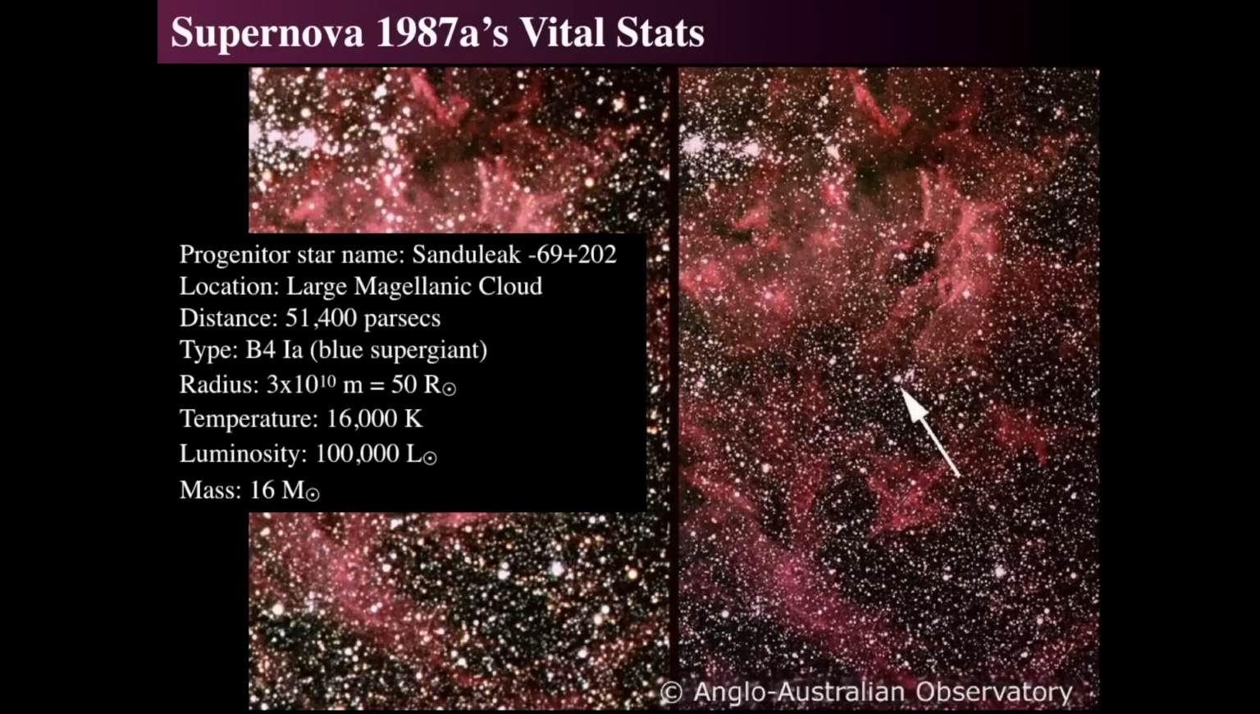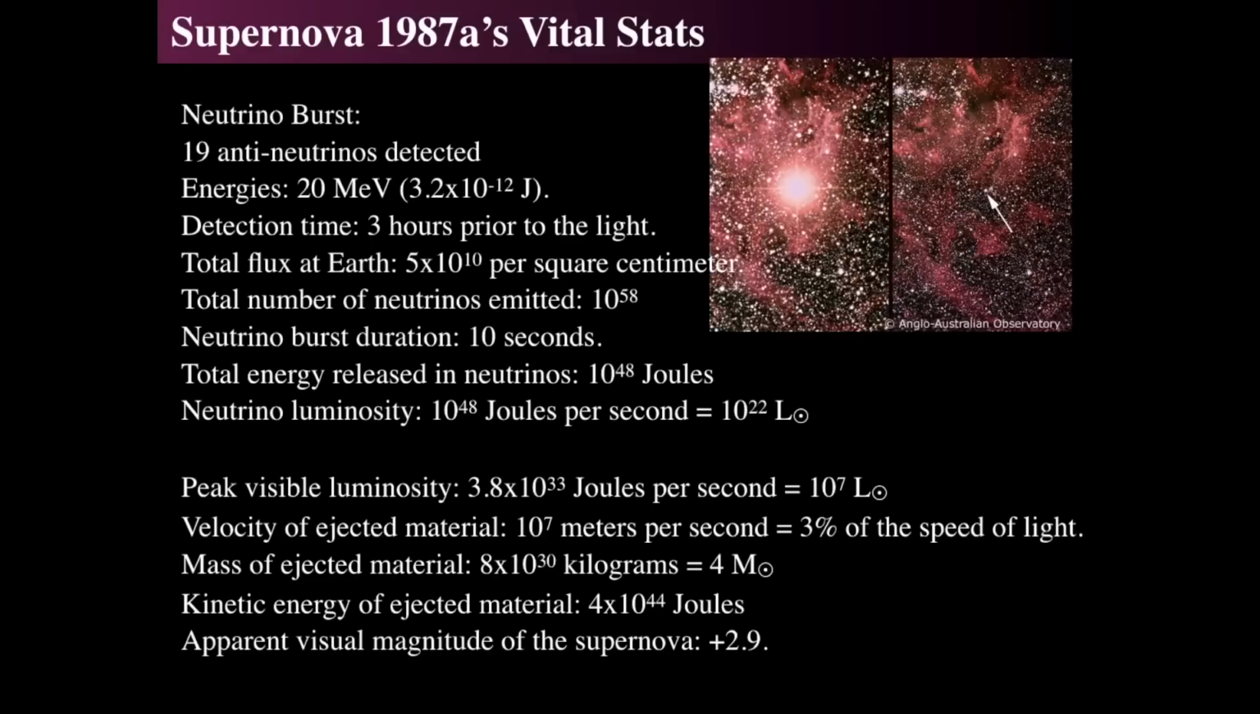And the size of the star before it exploded was about 50 times the radius of the sun. The surface temperature was about 16,000 Kelvin. Remember, the sun is 6,000 Kelvin. So the surface temperature was only a little bit hotter, only 3 times hotter than the surface of the sun. However, the core was a different matter. The luminosity of that star prior to its explosion was over 100,000 times the luminosity of the sun, and its mass was about 16 times the mass of the sun.